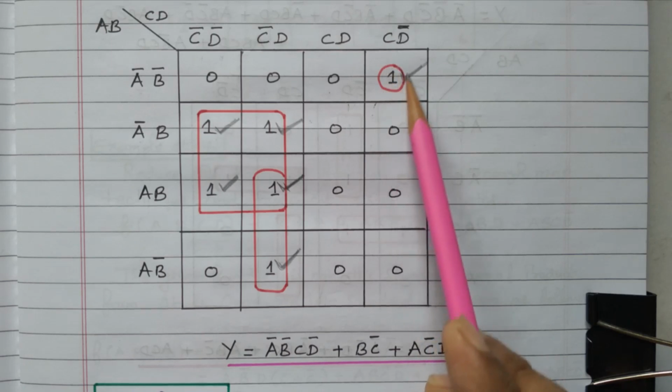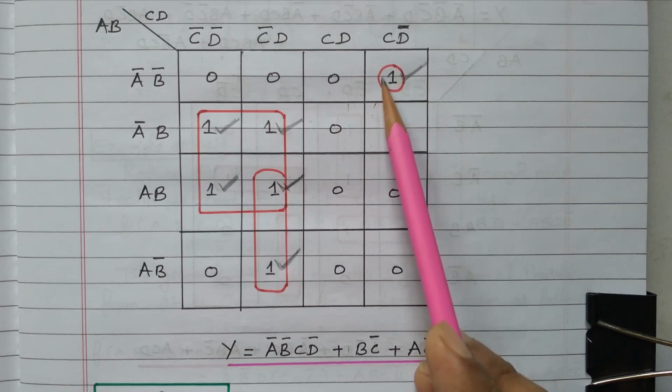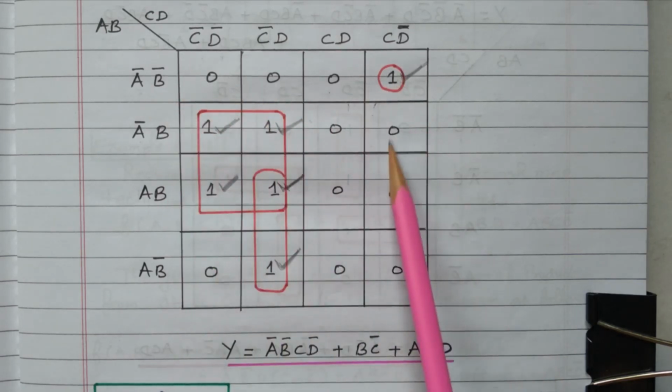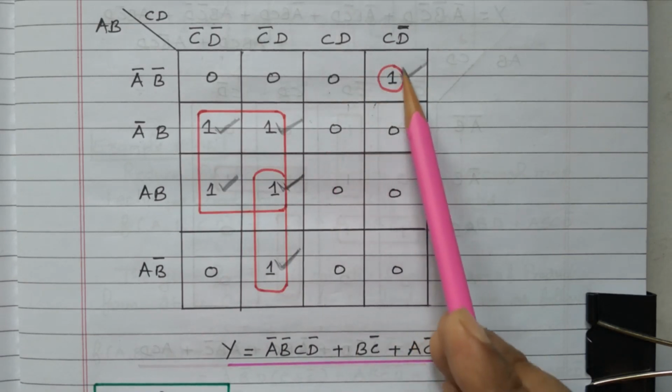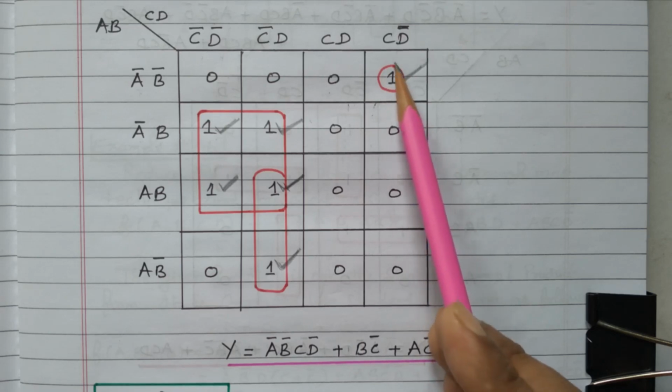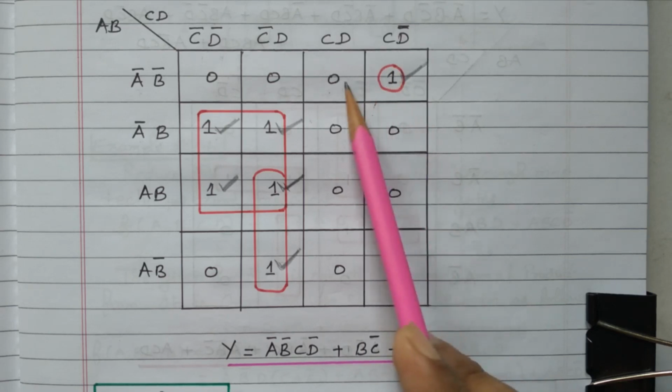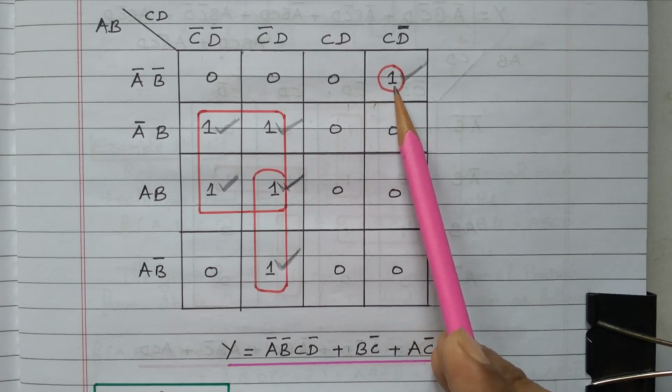There is no possibility of combining with any other ones. So this side also not available. Adjacent cells are not available. So this is the group marked as N circle. There is no combine. This one is not available with any other combination.